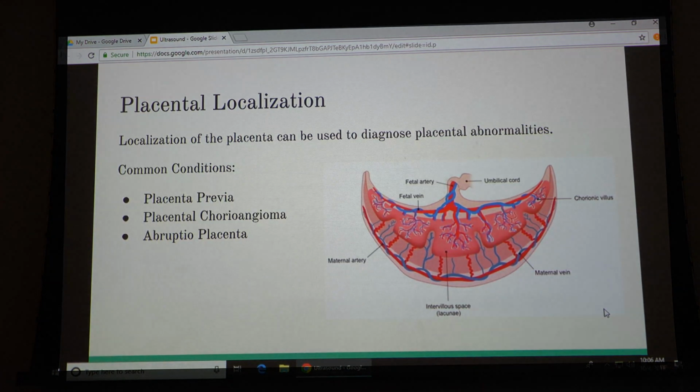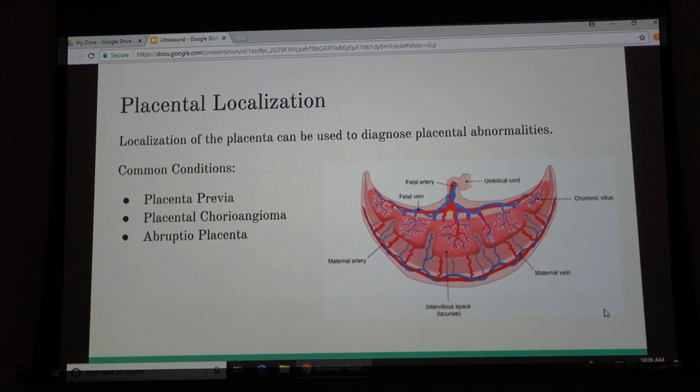All right, so now I'm going to talk about placental localization, which is the localization of the placenta that can be used to diagnose placental abnormalities. So the placenta is basically the lifeline between the mom and the baby. It's made up of fetal arteries and veins and maternal arteries and veins. It's responsible for providing oxygen, nutrients, and getting rid of waste. So common conditions are placenta previa, placental chorioangioma, and abruptio placenta.